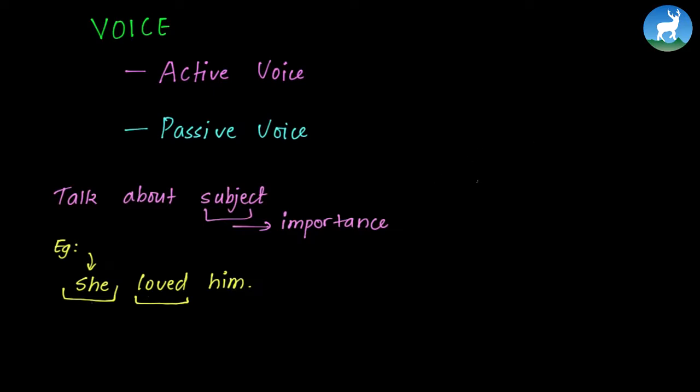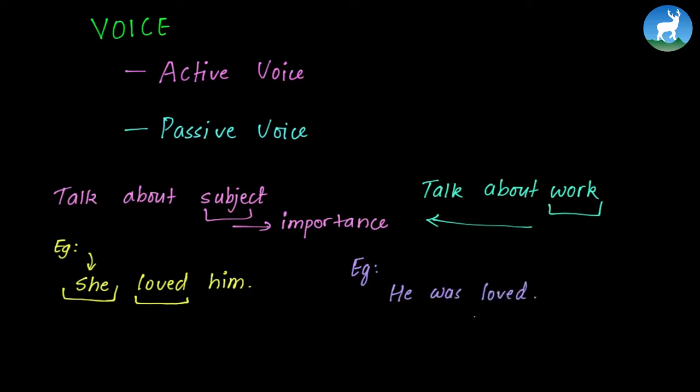While in passive voice, we talk about work, or the subject is not active in passive voice, it is acted upon by a verb. Now here, the work is more important. So work holds more importance. She loved him is in active voice, and in passive voice, we rewrite it as he was loved. Now here, he was loved, or loved, holds more importance in case of passive voice.